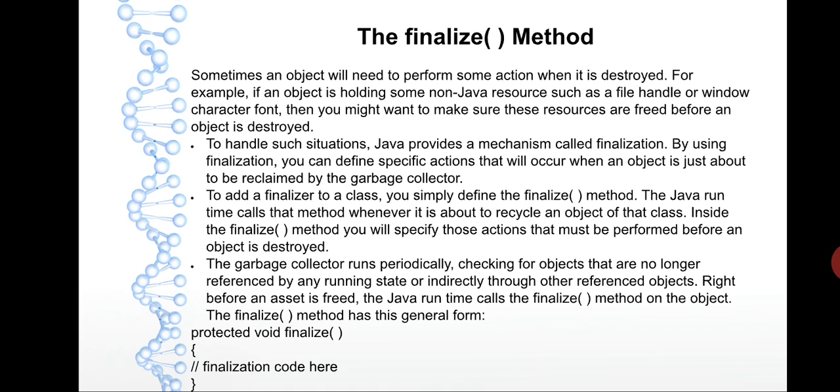Okay, right before an asset is freed, the Java runtime calls the finalize method on the object. The finalize method has the general form, so you can see the finalize method in the bottom lines. You have protected void finalize, and inside it the finalization code goes. So protected is an access specifier, isn't it? You have the concept of private, public and protected.